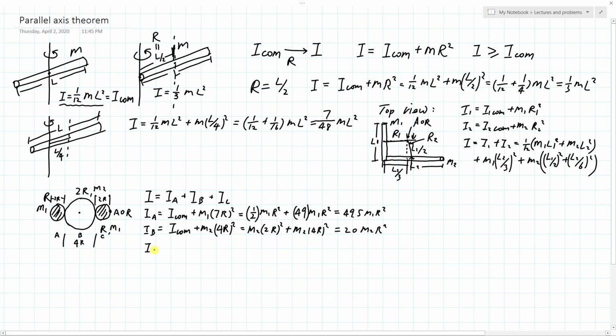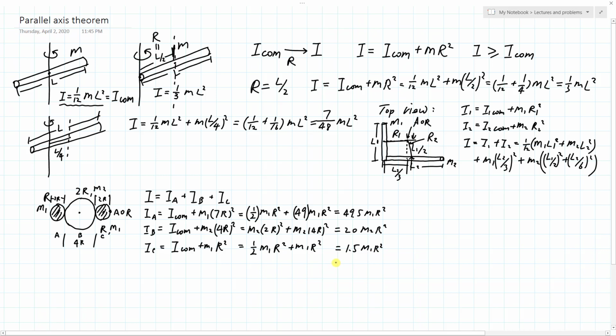And then IC is again the center of mass term, m, and its distance from the center of mass to the axis is only r. And being a disk, it has 1/2 m r squared plus m r squared, which still tells you that the distance to the axis of rotation is more important than the extent of the whole object. So this is 1.5 m1 r squared.